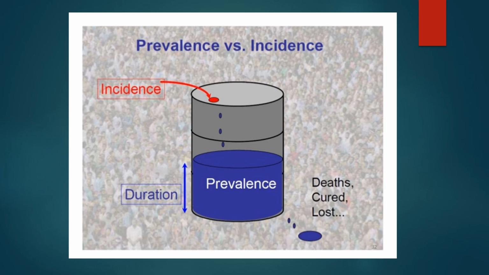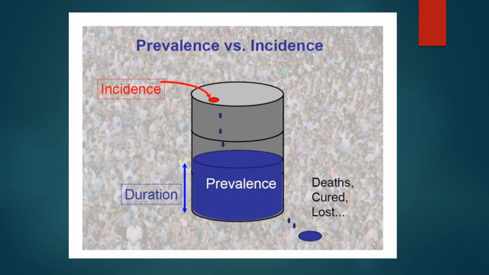Right? We can also notice here the leak. Drops that are coming down the barrel and out of the barrel down there. Who are they? What are the cases that are getting out of the pool of prevalence? They could be people who get cured, who had the disease, got treatment and got cured. Now they are no longer cases. This is one of the leak reasons.